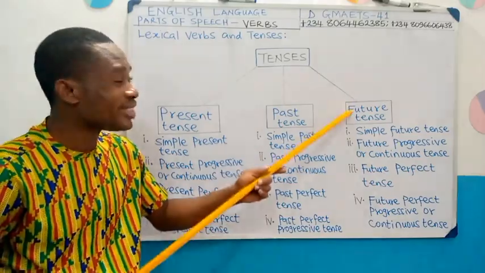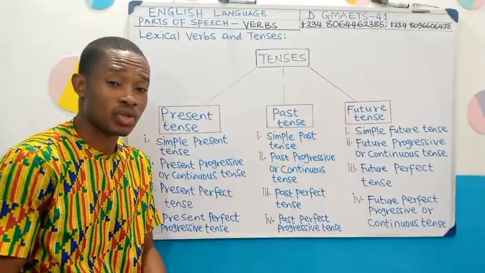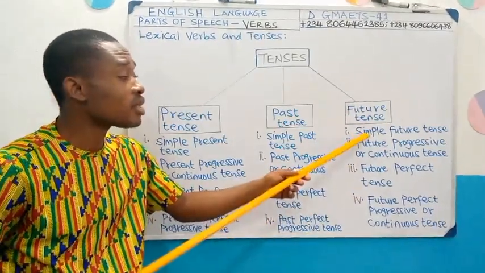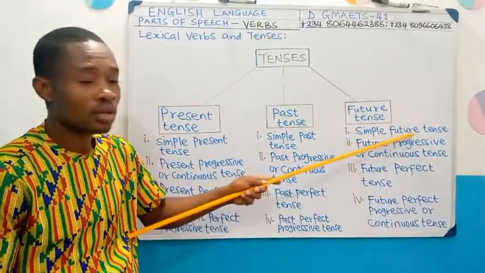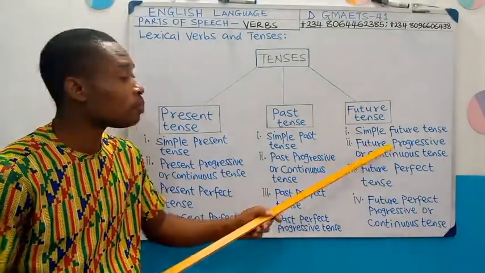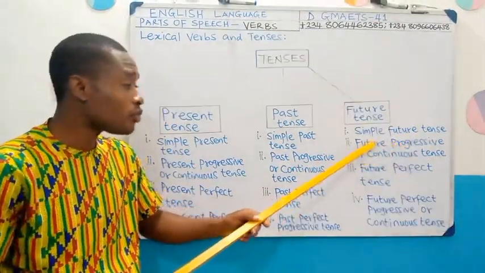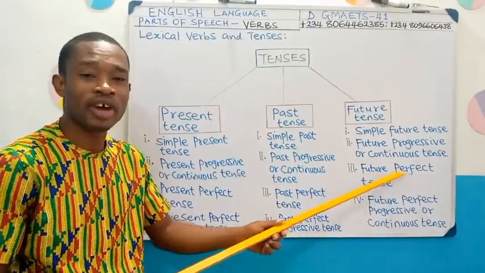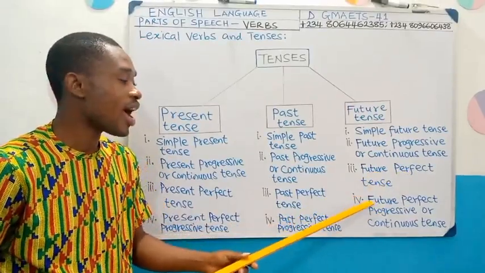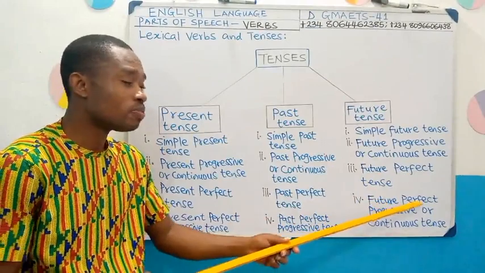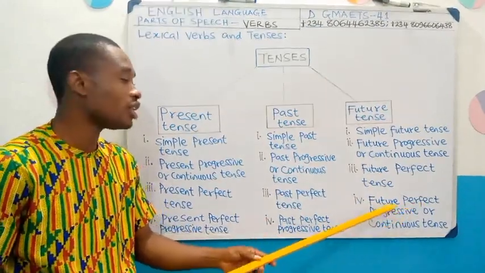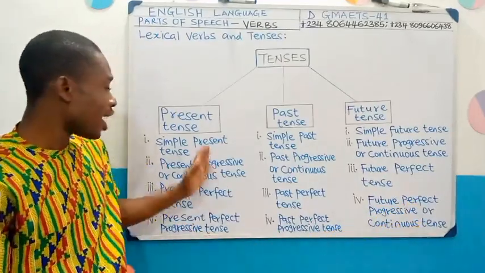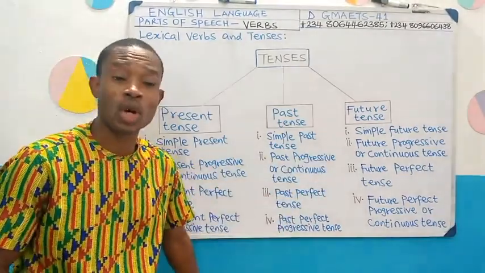The third major tense is future tense. Under it again, we have 4 other tenses. We have the simple future tense. We have the future progressive or future continuous tense. Number 3, we have the future perfect tense. And then we have number 4, the future perfect progressive, or you can call it the future perfect continuous tense. If you count these tenses, you will see that there are 12 of them.